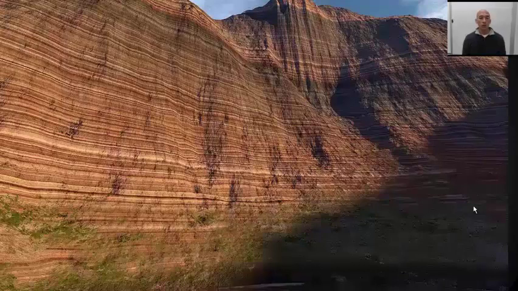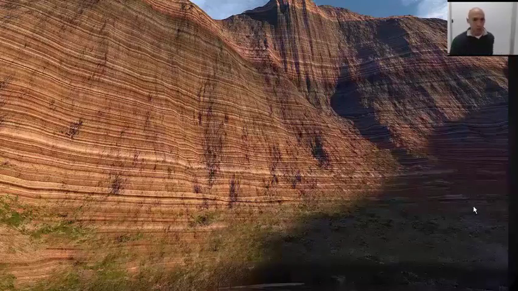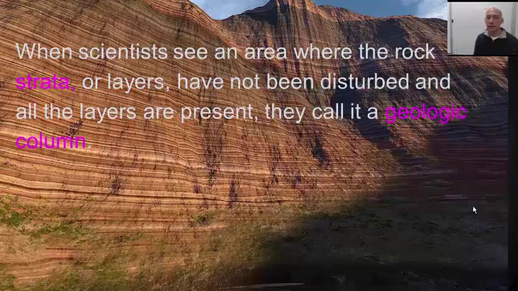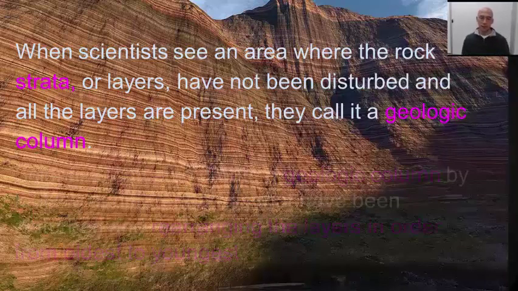Now, an important limitation to this is that the area can't be disturbed. So what do we mean by disturbed? Well, when scientists see an area where the rock strata or the layers have not been disturbed, and all the layers are present, they call it a geologic column.